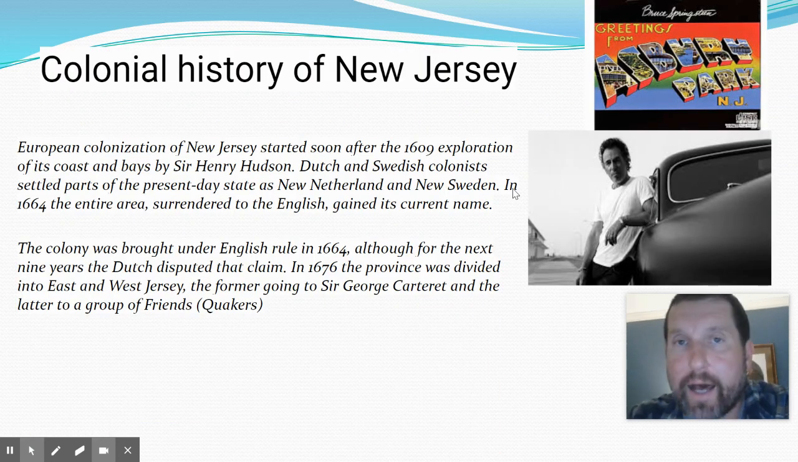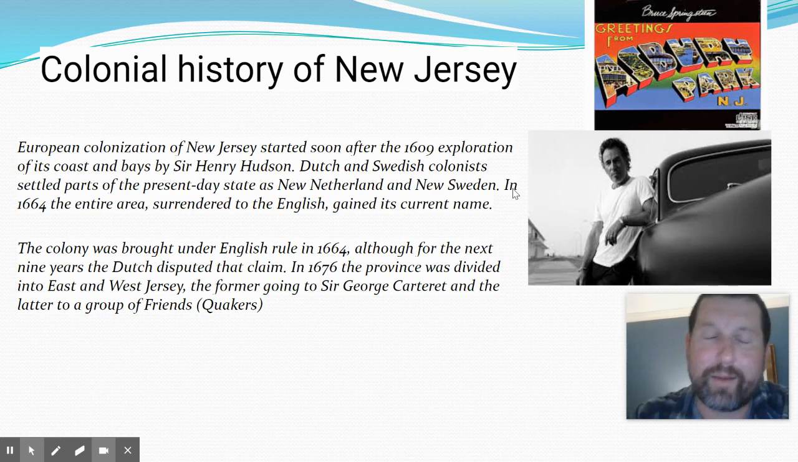Don't need to talk a lot, to be honest, about the colonial history of New Jersey, but I'm a Jersey guy. I couldn't just leave it out. And so here is a picture of Bruce Springsteen. He's a god. Let's move on. I mean, you guys just got Messier and Springsteen. This is like a window into my soul.